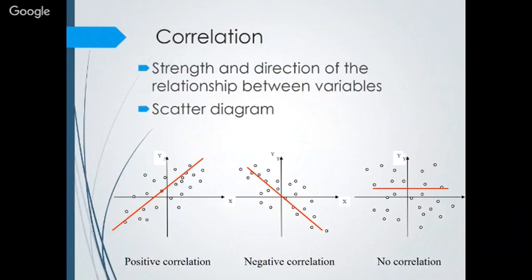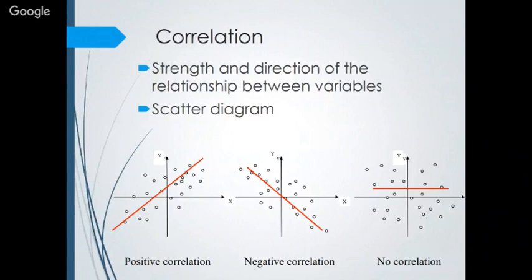In the first figure we can see a positive correlation. What is positive correlation? Positive correlation indicates that if the x value increases, y also increases. For example, in social science, as income increases, expenditure also increases. Fuel efficiency and engine performance are also positively correlated.